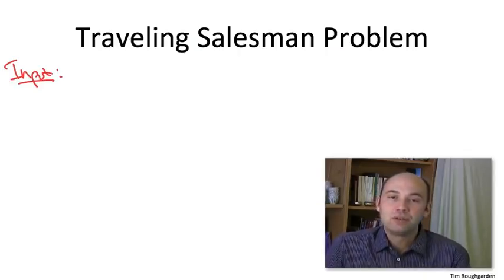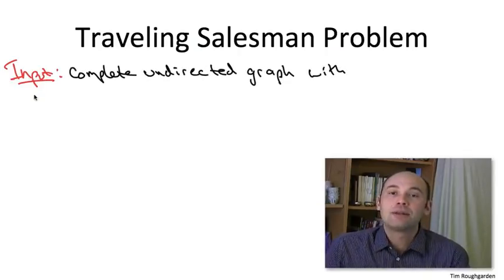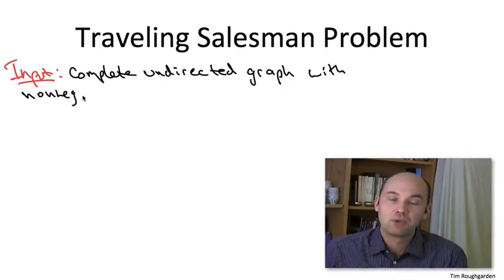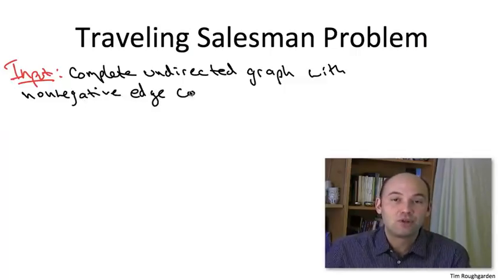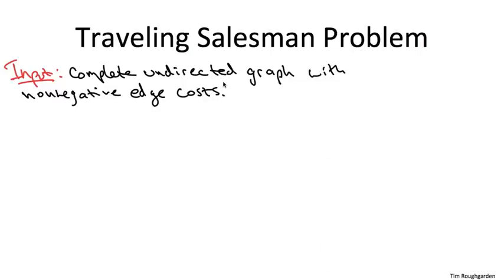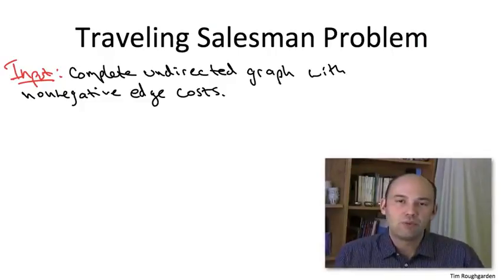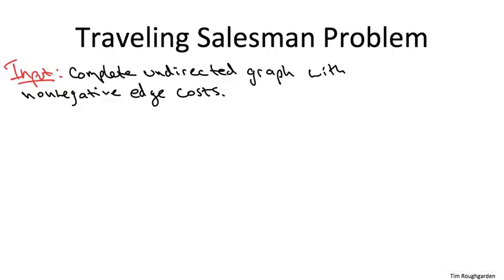So the input is an undirected graph, and let's go ahead and assume that it's a complete graph. So there's an edge between every pair of vertices. Every edge has a cost, and the problem is non-trivial even if every edge cost is just either 1 or 2. Let me draw an example in green with 4 vertices.